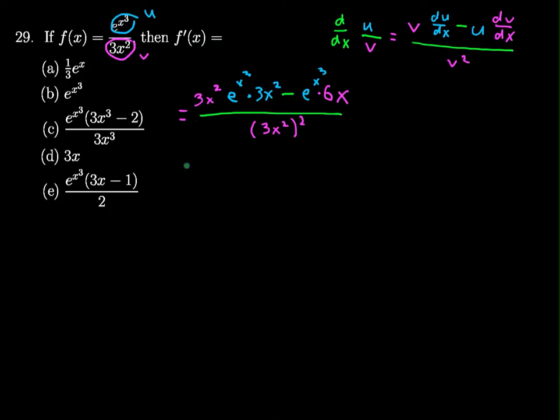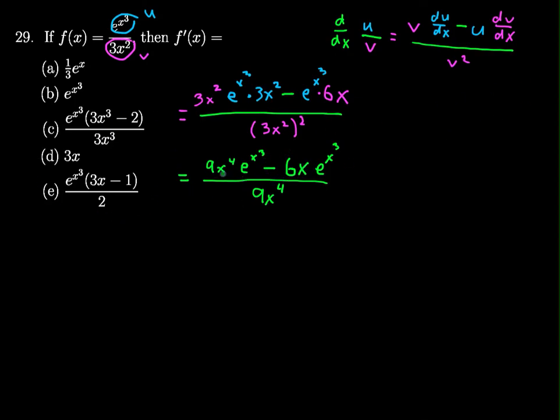Now we just need to clean it up a little bit. So that will be, let's see, 3x squared times 3x squared is 9x to the fourth, e to the x cubed, minus 6x times e to the x cubed, all divided by 3x squared multiplied by 3x squared, which is again 9x to the fourth. Okay, and we're still not there yet. We've got some more work to do, but we're getting close.